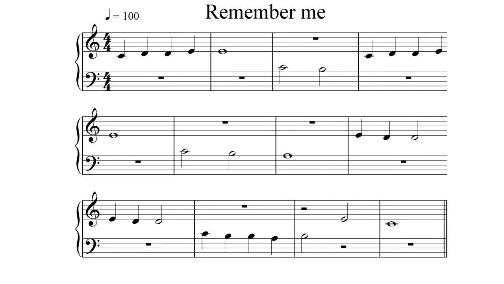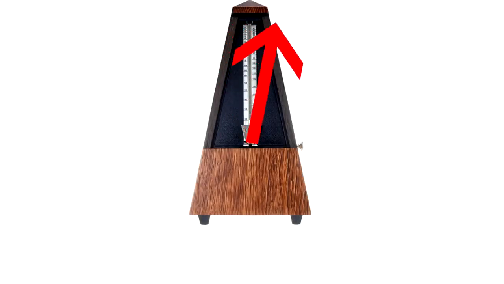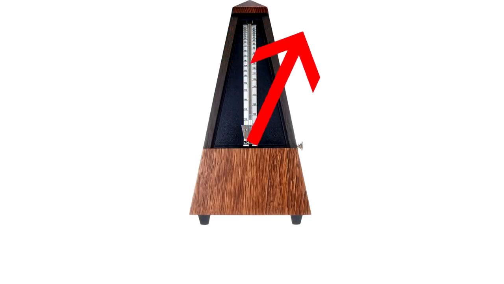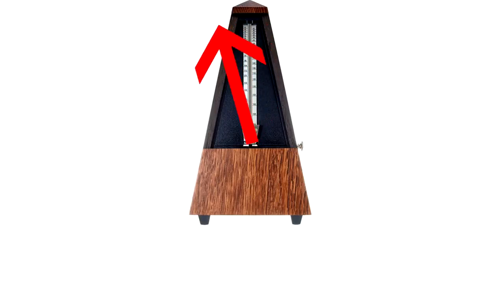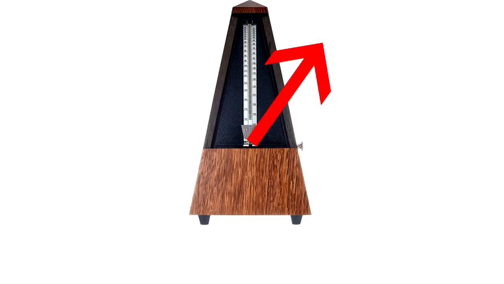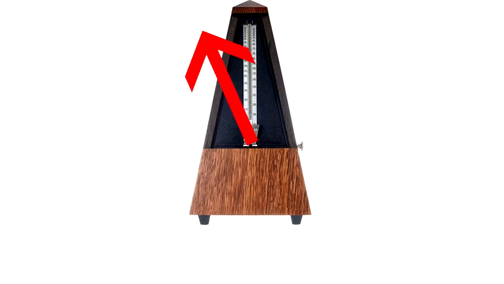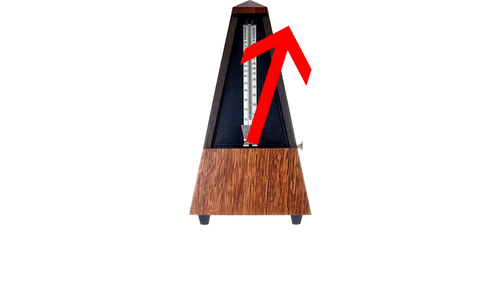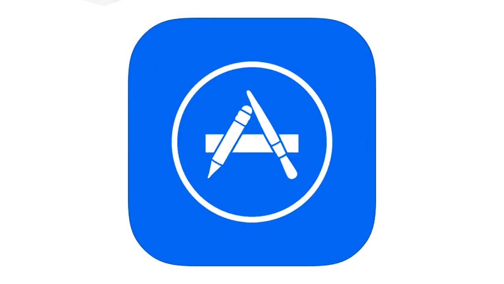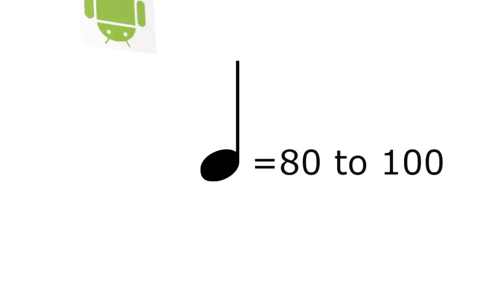Now let's talk about giving each note the right duration. First, set up a pulse in your brain and keep it. The pulse is something like ta, ta, ta, ta, ta, ta, ta, and it's steady, and every single ta has the same distance with each other. If you find it difficult, download a metronome to help you and set it between 80 and 100.